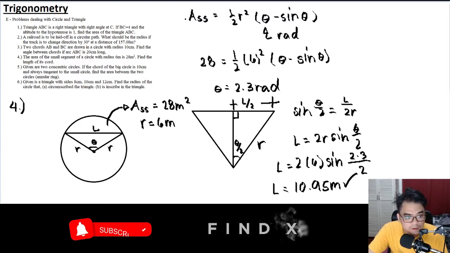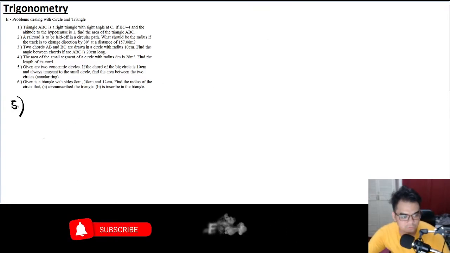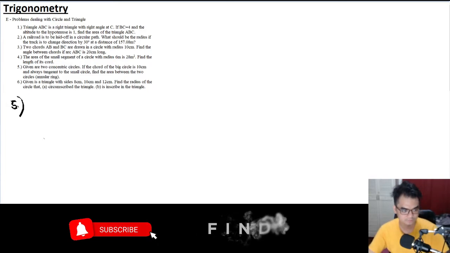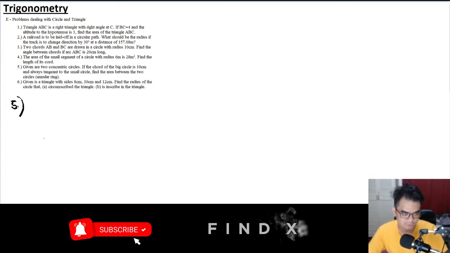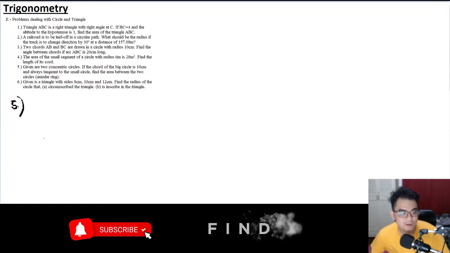Let's get to the next problem, which is number 5. Okay, so let's continue with number 5. We are given two concentric circles. If the chord of the big circle is 10 centimeters and always tangent to the small circle, find the area between the two circles. So it is an annular ring.